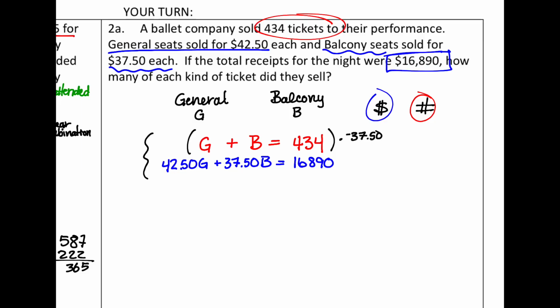And let's get a new equation. So we have negative, actually, let's move it over a little bit more. Negative 3750 G minus 3750 B equals negative 16,275. Okay, and I'm just going to rewrite the blue one right underneath it.